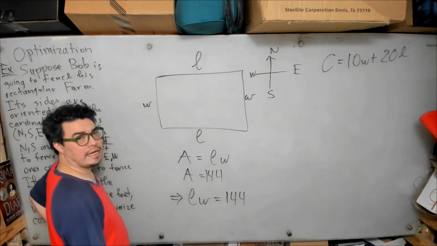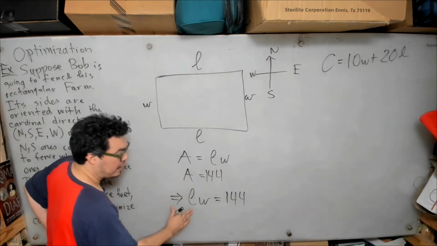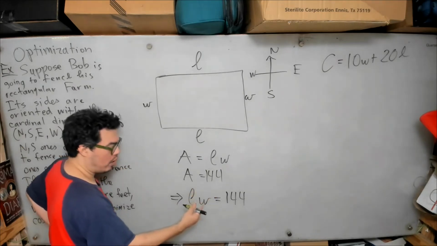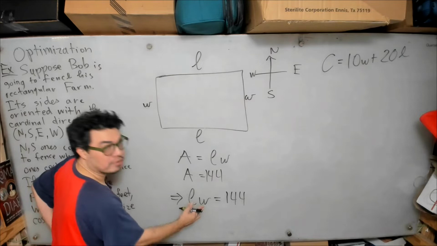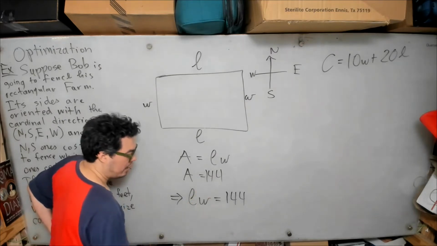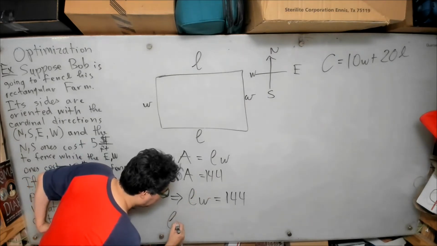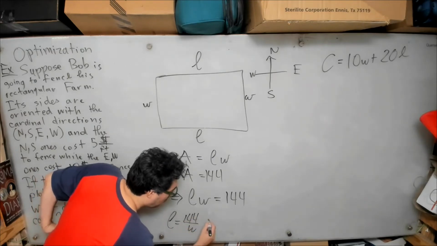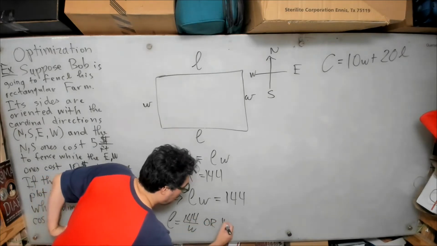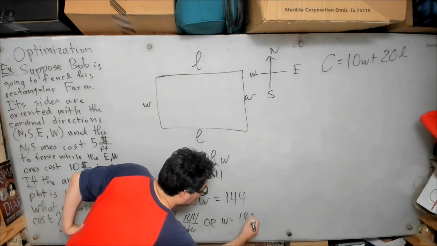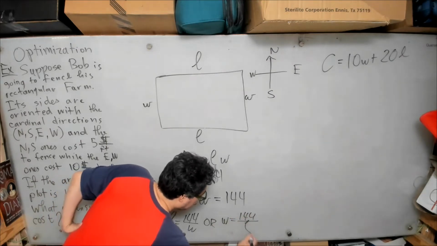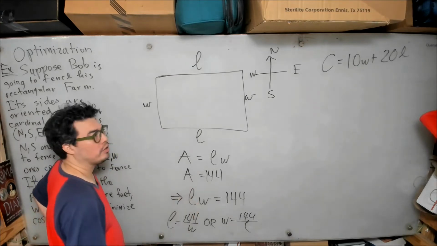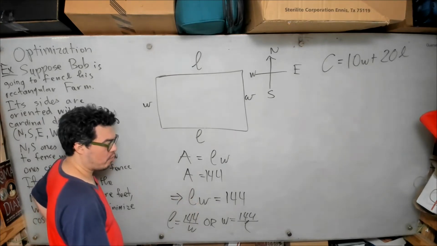And so I can either choose to express the length in terms of the width by dividing both sides by W, or I can choose to represent the width in terms of the length by dividing both sides by L. So alternatively, I could choose L equals 144 divided by W, or I could choose the width is equal to 144 divided by the length. Both of these are equivalent. We can use either one in the solving of our problem.